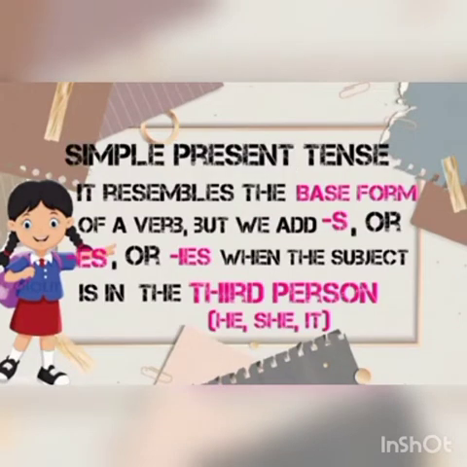Simple present tense resembles the base form of a verb, but we add s or es or ies when the subject is in the third person. Whenever our subject is third person like he, she, it or any singular noun, we will add s, es or ies with the base form. It means the first form of the verb in the sentence.